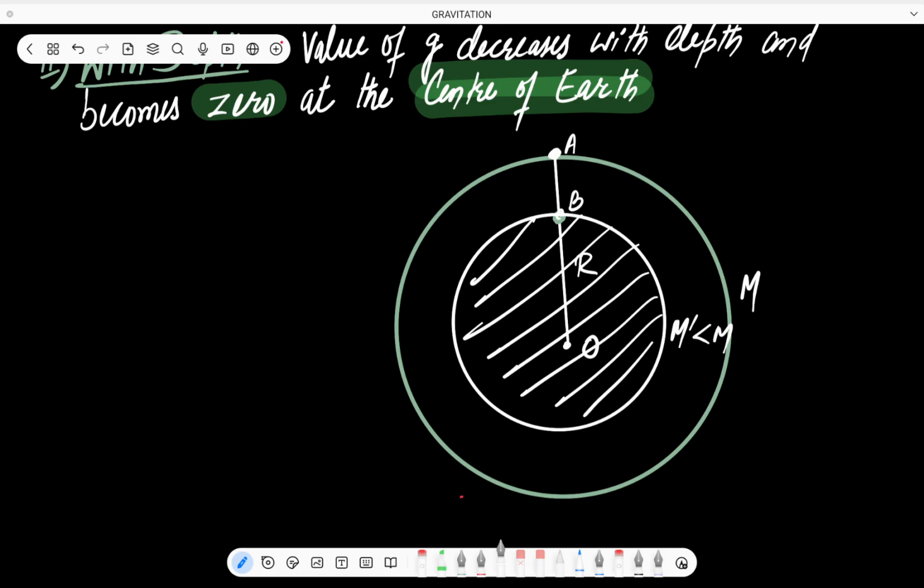Okay, this is what you call Newton's shell theorem. Newton's shell theorem tells me that the acceleration due to gravity or the gravitational force at point B is not due to this dotted shell. It is not due to the skin of this earth. It is because of this pulp, because of this core of the earth. Okay, so as you move deeper and deeper towards the center of earth, this M dash is going to decrease and hence acceleration due to gravity decreases. I hope that this is crystal clear to you.